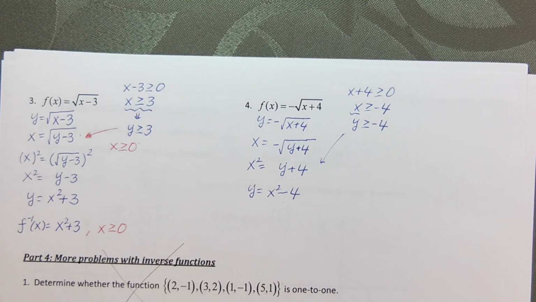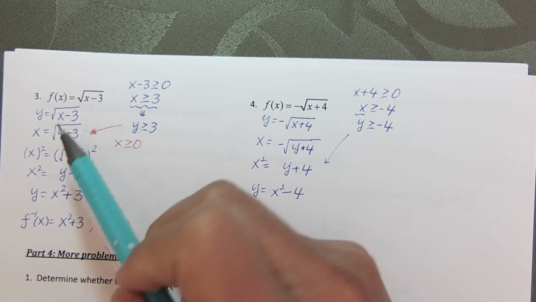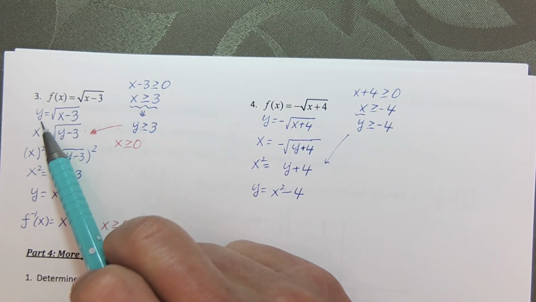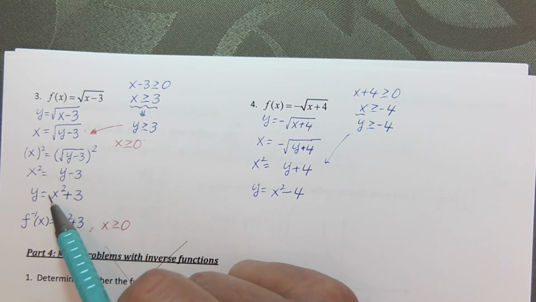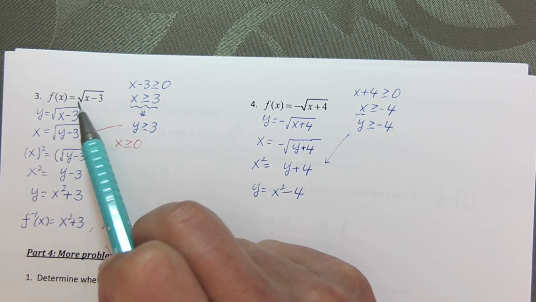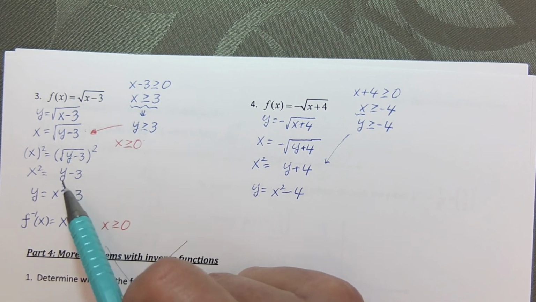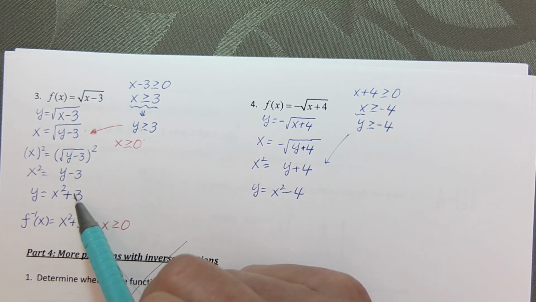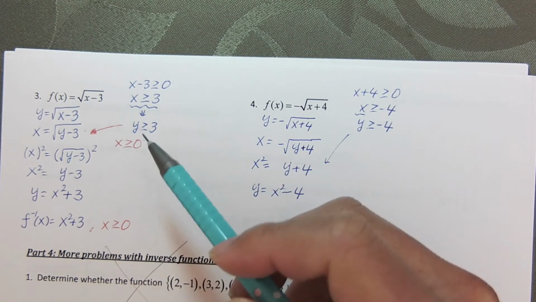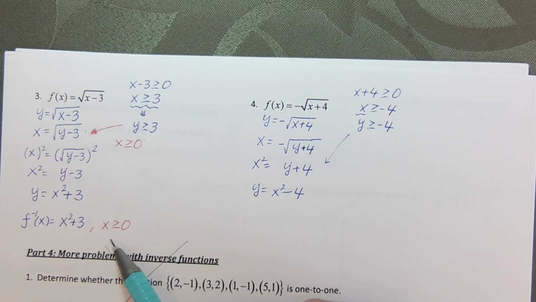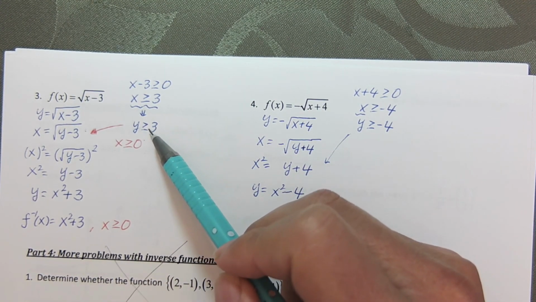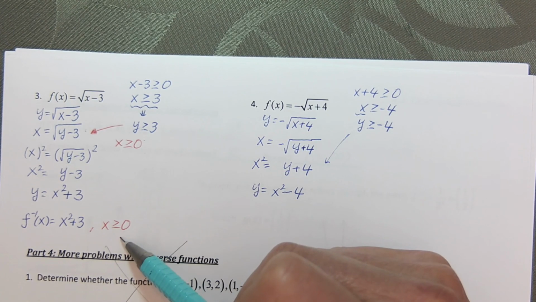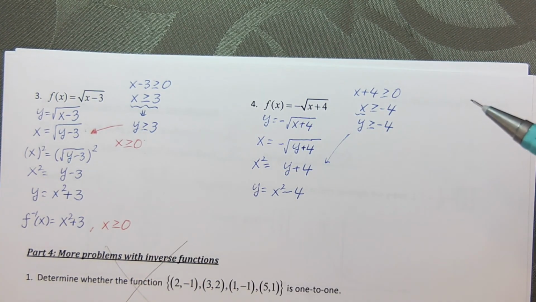Next up, here I rewrote f of x as y, swapped out the x's and the y's, and solved for y. You can see here's a radical function again like we had before, and we end up with a parabola, which is going to be its opposite or its inverse function. You can see that we're going to have to be careful with our range values and our domain values as we look at this.